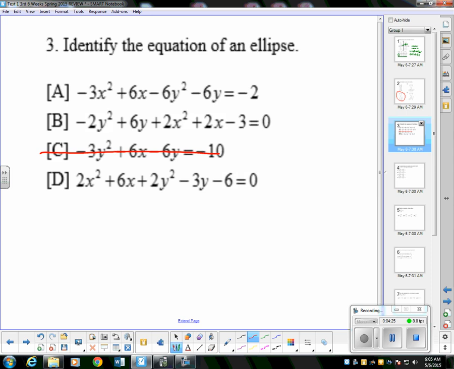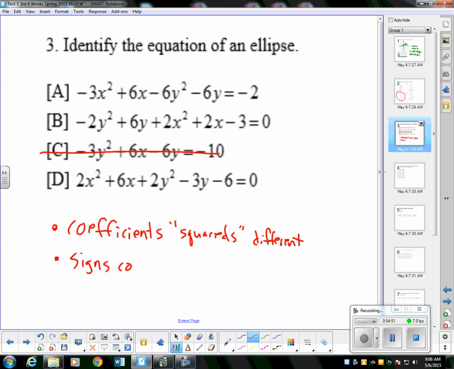The other 2 things with the ellipse is that your coefficients of the squares have to be different, and the signs of the coefficients, actually I should write it this way, the signs of the squared coefficients, they're the same.